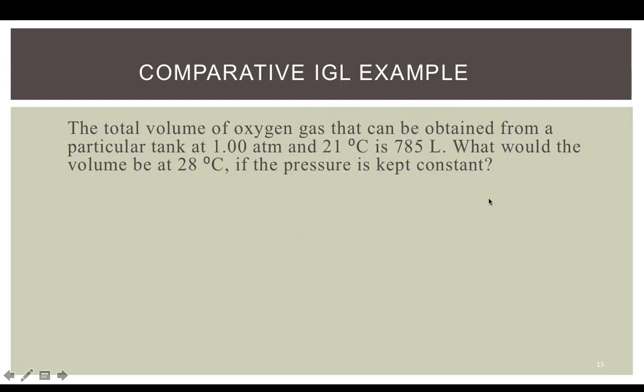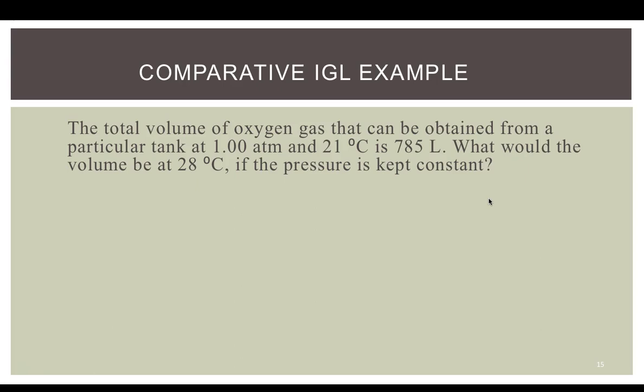So we're going to use the ideal gas law from situation 1 compared to situation 2 and determine an unknown variable. Let's read through this. It says the total volume of oxygen gas that can be obtained from a particular tank is at 1.00 atmospheres of pressure. It's initially at a temperature of 21 degrees Celsius and has a volume of 785 liters. What would the volume be at 28 degrees C if the pressure is kept constant?